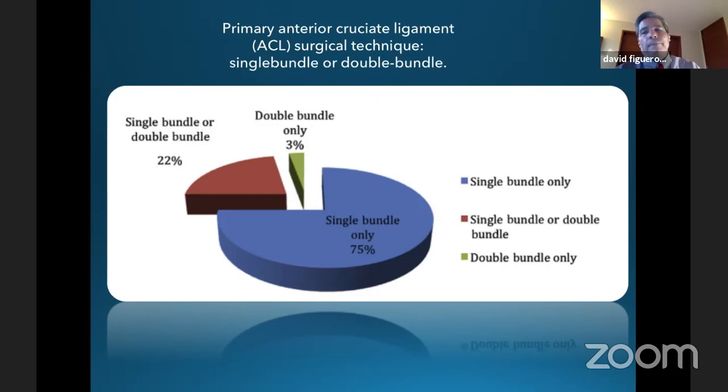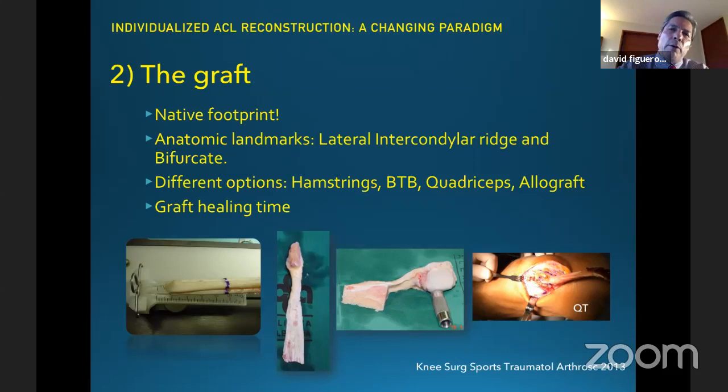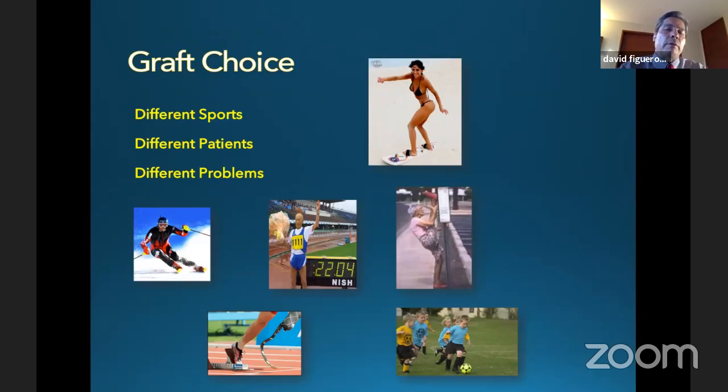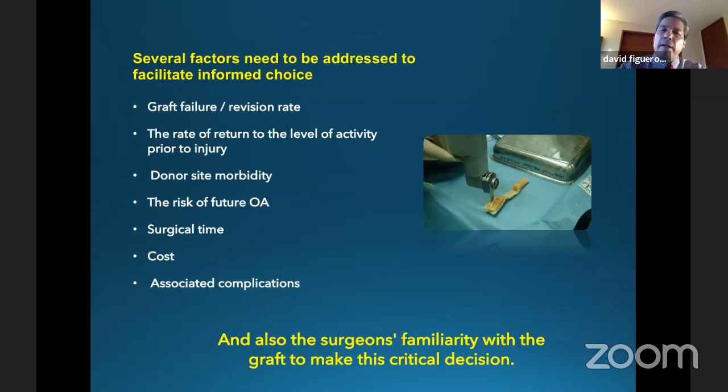And now we will take a look at the graft. The graft has to be in the native footprint. We have some anatomic landmarks for doing that, the lateral intercondylar ridge and bifurcate ridge. There are many options. We are taking a look at this option and the graft healing. Many options for ACL. And which graft to use? Well, it depends because there are different sports, different patients, different problems. Several factors have to be addressed to facilitate that informed choice.